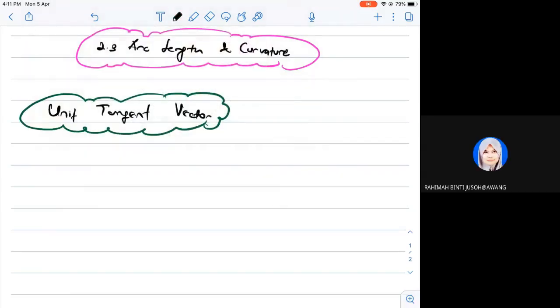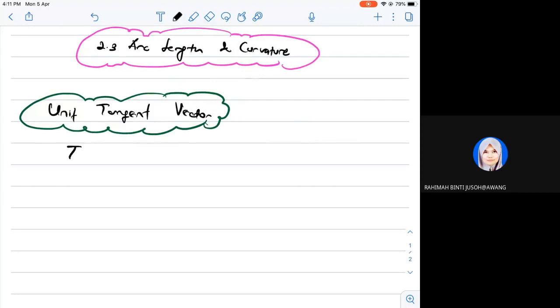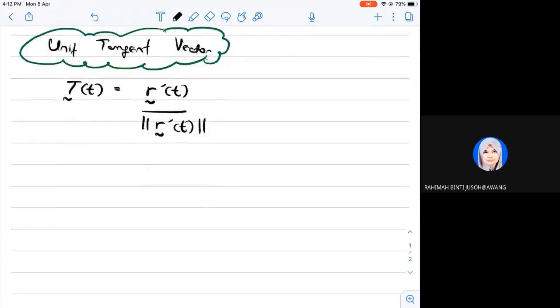The unit tangent vector is denoted as T, capital T, equals R prime t. Maksudnya, you have to differentiate your R, divided by the magnitude of R prime t. Okay. And then number 2, we have the unit normal vector.